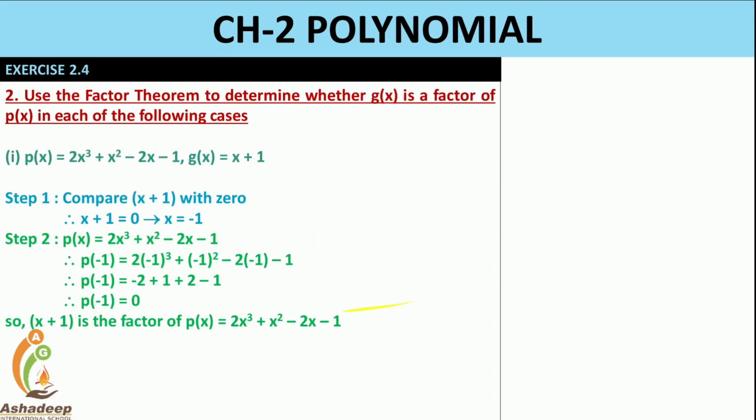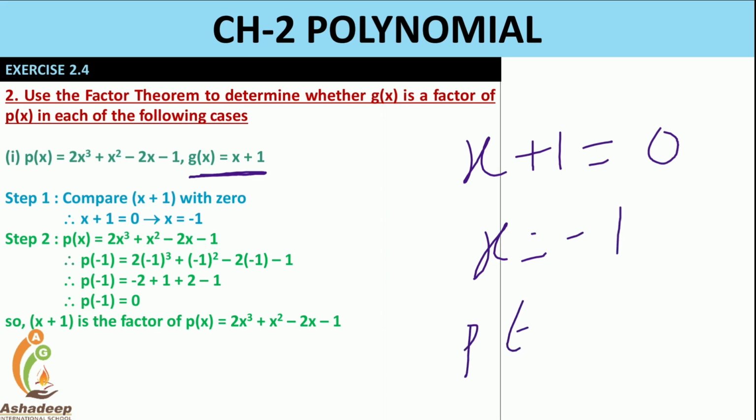Okay, now let's move ahead with question number 2. Use the factor theorem to determine whether g of x is a factor of p of x in each of the following cases. Simple. We need to compare g of x, which is x plus 1, with 0. So therefore x is equal to minus 1. Now we need to find the value of p of minus 1. If it is equal to 0, then yes, it is a factor.